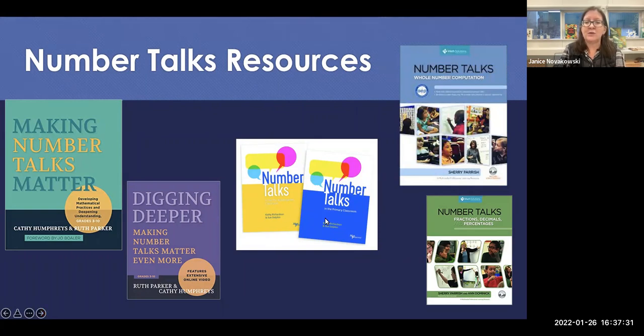In the middle, for those of you that are early years, Strong Start Kindergarten Grade 1 teachers, are 2 books by Kathy Richardson, really focusing on visuals, so dot images, 10 frames, different arrangements of different numbers to help students see how different numbers are composed and decomposed. And then on the right, the 2 books by Sherry Parrish. The top one, kindergarten through grade 6 or 7, and then the second one, Number Talks, specifically focuses on fractions, decimals, and percentages, and is good for grades 4 to grade 9 or 10 in our BC curriculum.